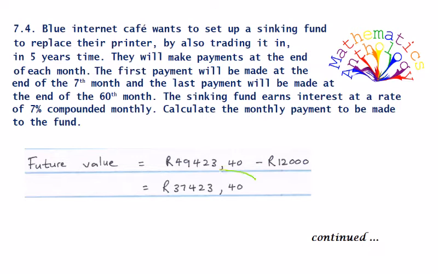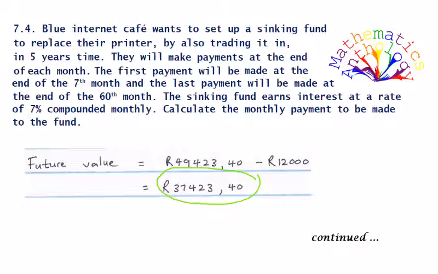Okay, 7.4. Blue Internet Cafe wants to set up a sinking fund to replace their printer by also trading it in 5 years' time. They will make payments at the end of each month. The first payment will be made at the end of the 7th month, and the last payment will be made at the end of the 60th month. The sinking fund earns interest at a rate of 7% compounded monthly. Calculate the monthly payment to be made into the fund.